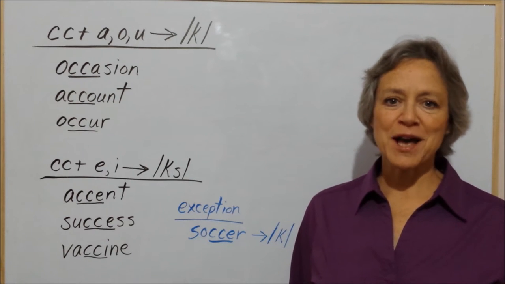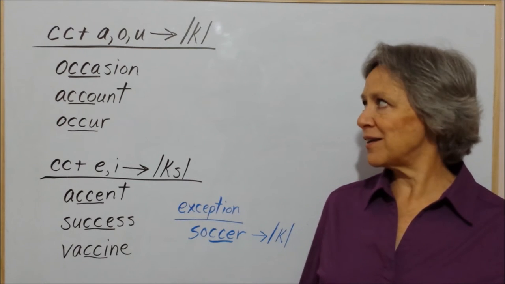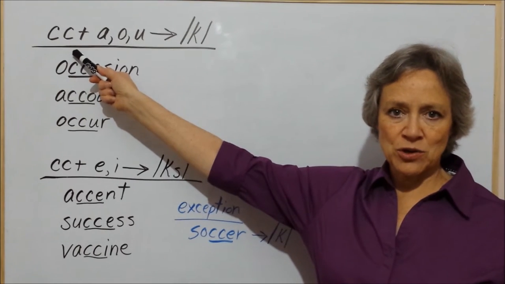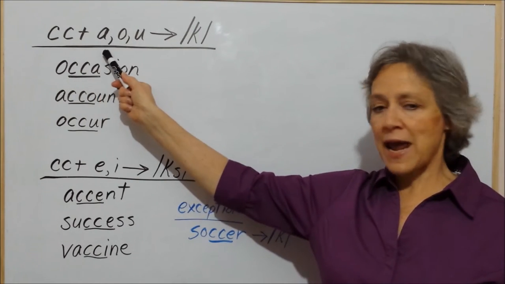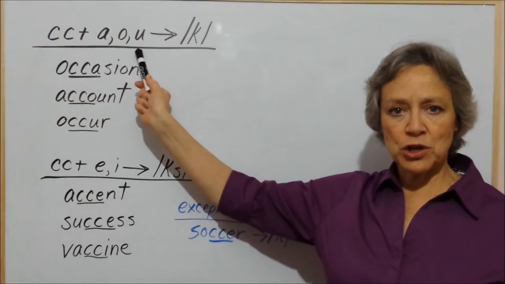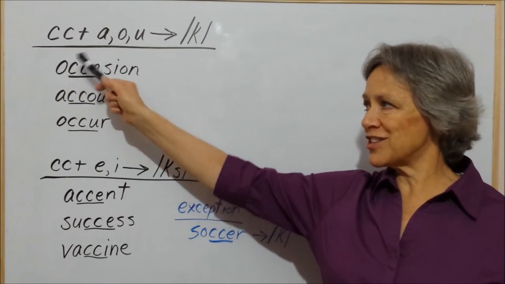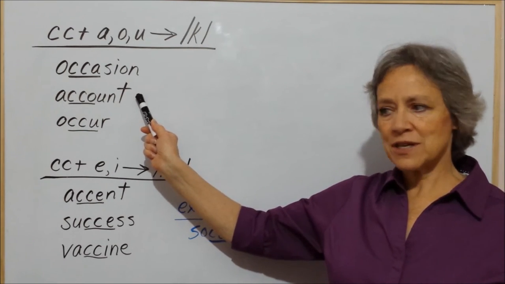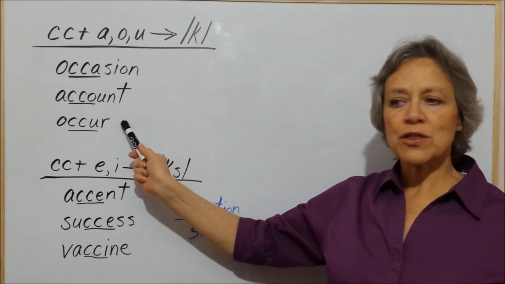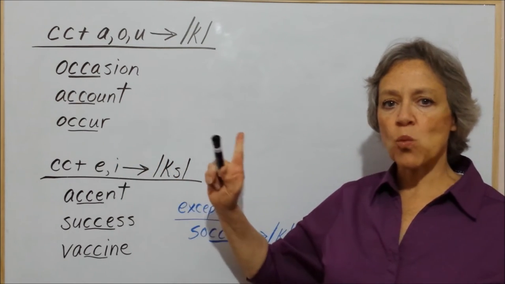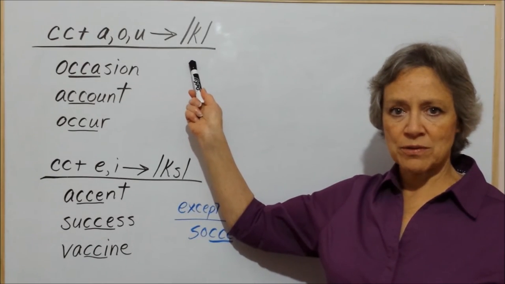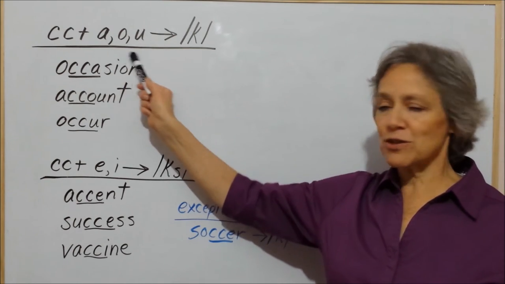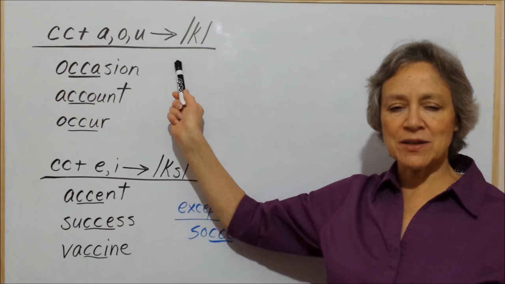I'd like to make a few more comments about the letter C. Those comments are about when we have two C's together in a word, followed by either an A, an O, or a U. In words such as these three, occasion, account, and occur, the two C's make one k sound, okay? These are the same letters that I mentioned previously.